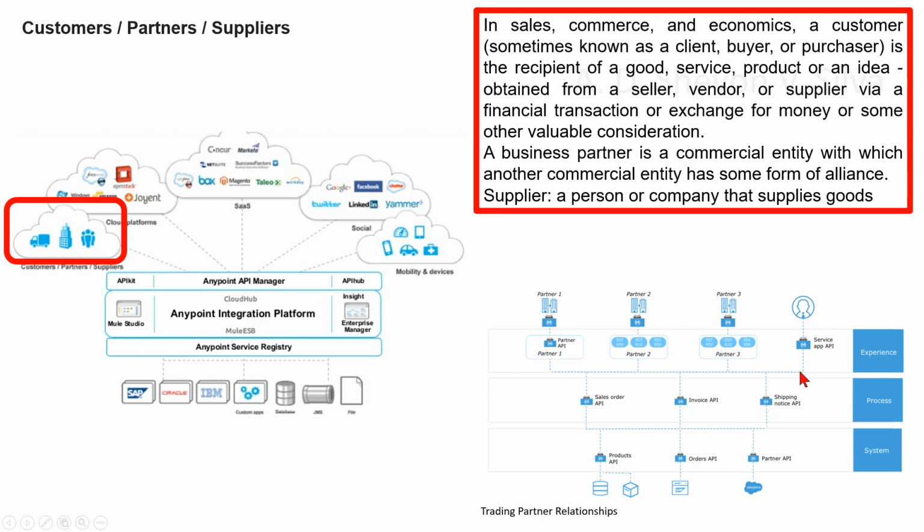Experience APIs. This layer is designed for consumption by a specific end user app or device that will be exposed to partners. Enterprise can now receive purchase orders from partners via EDI or apps.